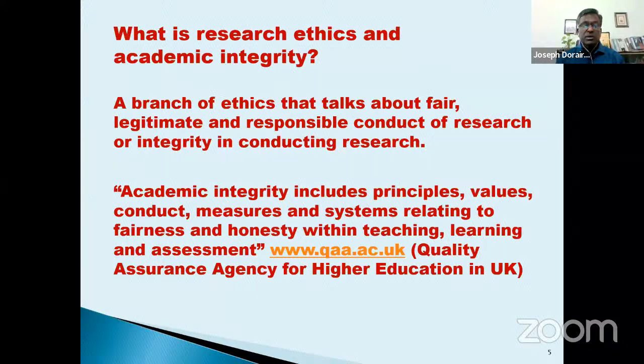So the body is called Quality Assurance Agency for Higher Education. This particular body has made an attempt to define academic ethics or research ethics. And here is a brief quote that highlights what academic integrity is. According to the Quality Assurance Agency for Higher Education in the UK, academic integrity includes principles, values, conduct, measures, and systems relating to fairness and honesty within teaching, learning, and assessment.